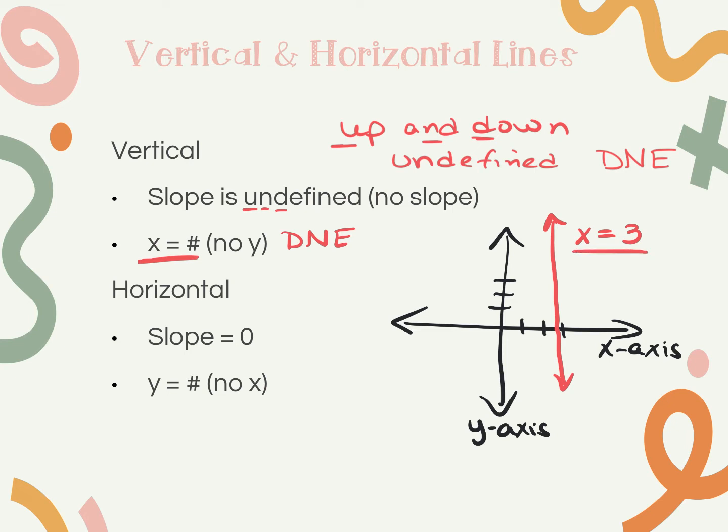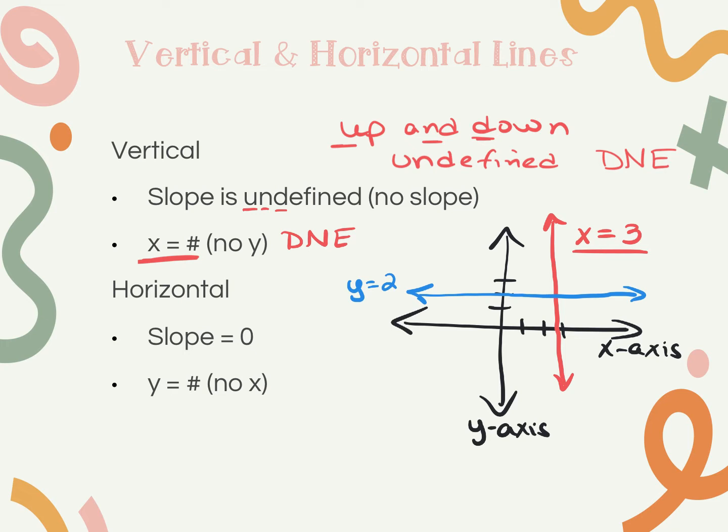Now, whenever you have a horizontal line, let's say I want to draw it right here through y equals 2. This could be my horizontal line, and this is the equation y equals 2. The slope is 0.